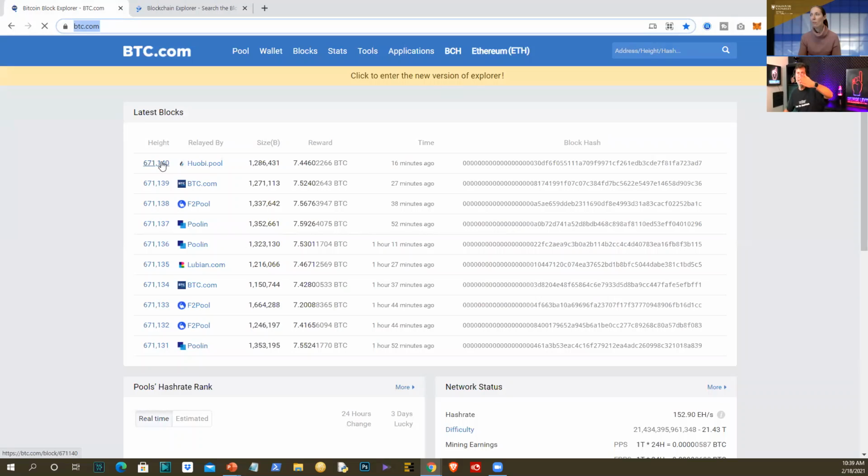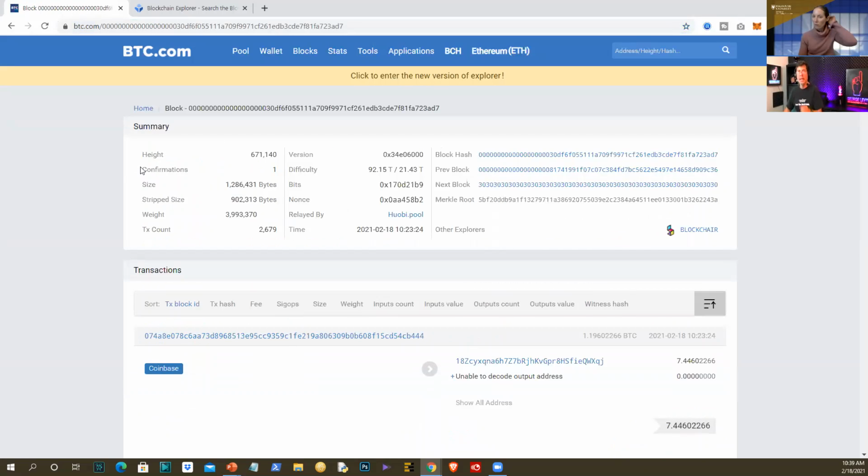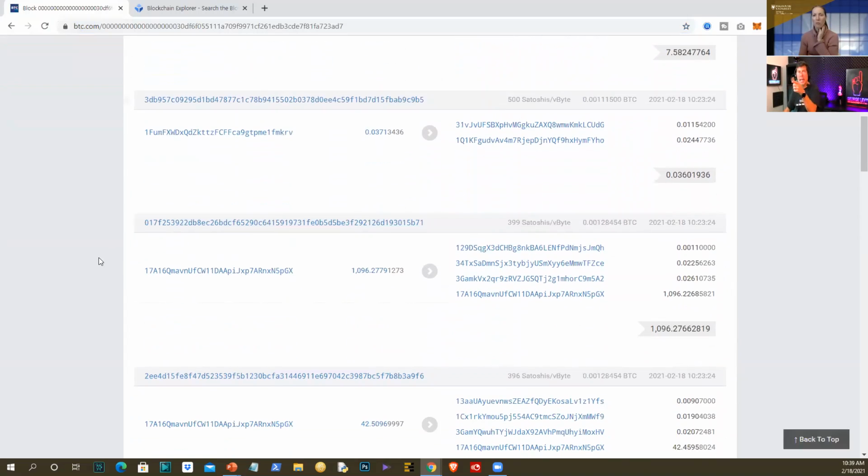Right now, for example, the latest block on the Bitcoin blockchain, and as you learn about this technology you learn the blockchain is built of blocks. Every 10 minutes, approximately, a new block is added. This is the latest block, 671,140. In that one, you'll find there are 2,679 transactions, and each one of these transactions is public. I'm looking at it now. The information is public.